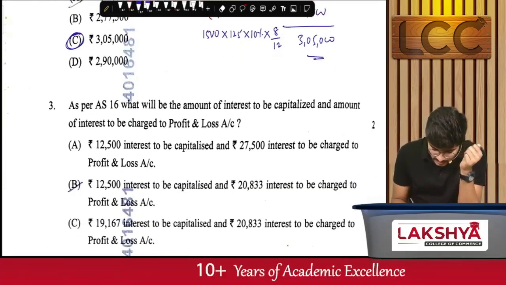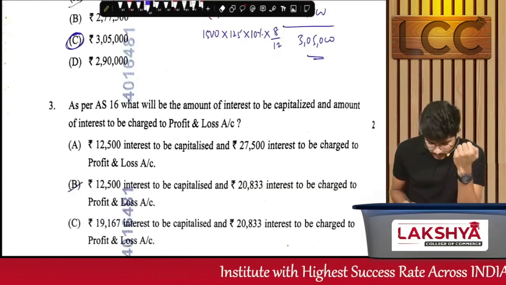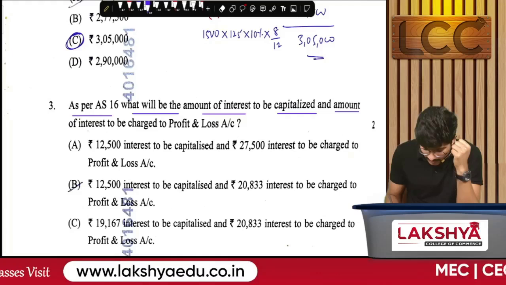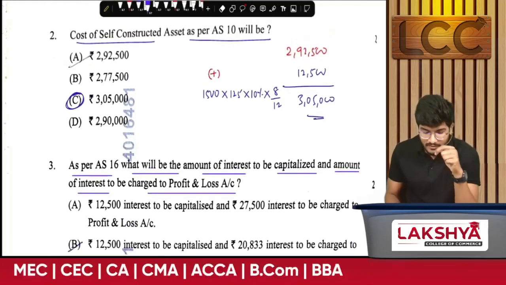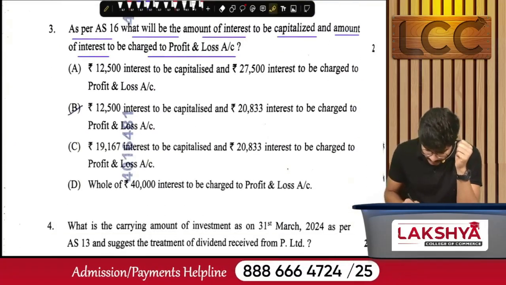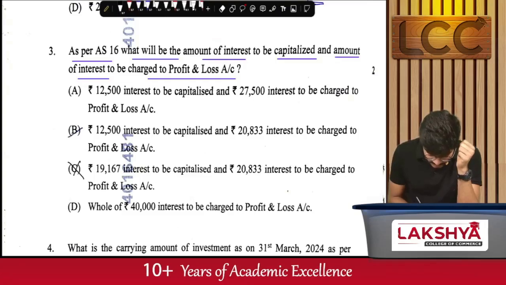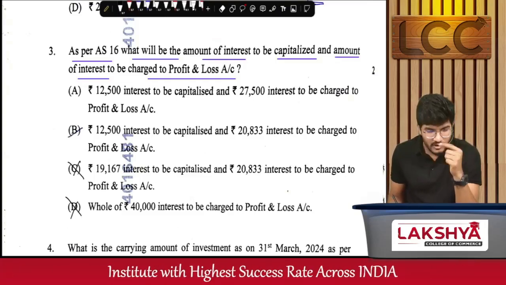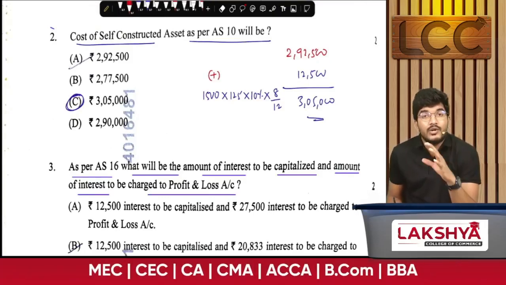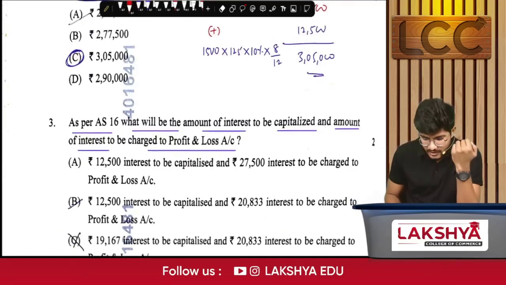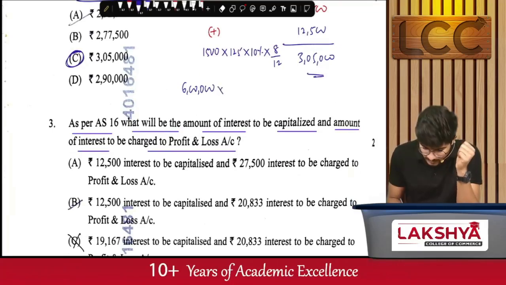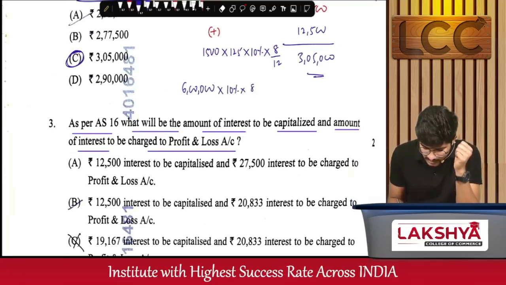Okay, done. Next, come to the third MCQ. As per AS16, what will be the amount of interest to be capitalized and the amount of interest to be charged to profit and loss? And we already solved in the second MCQ that the amount of interest to be capitalized is 12,500. So in the given answers, option C and option D got eliminated. Now we should verify option A and B. So first of all, in order to answer this MCQ, we should identify the total amount of interest charged by the bank loan provider. So total loan, how much? 6 lakhs, right?